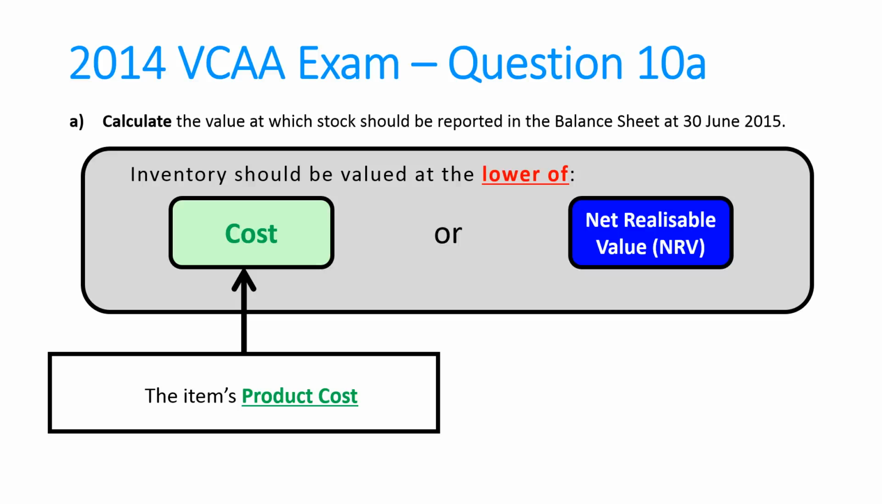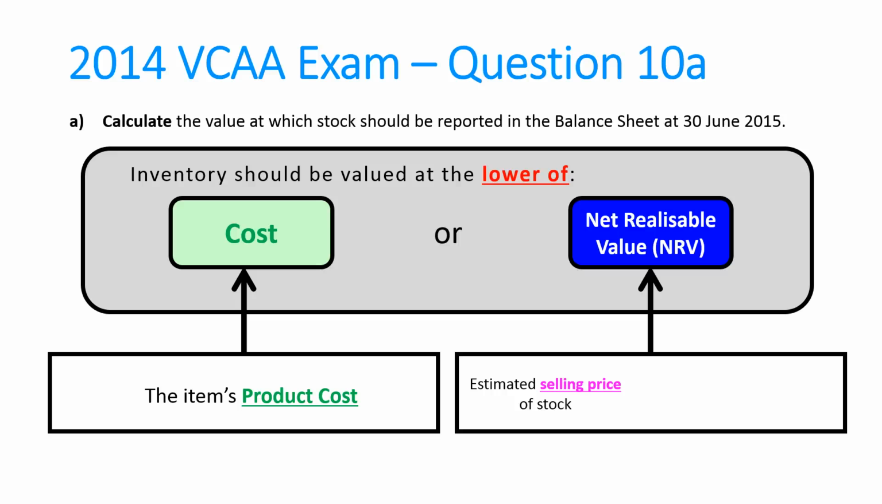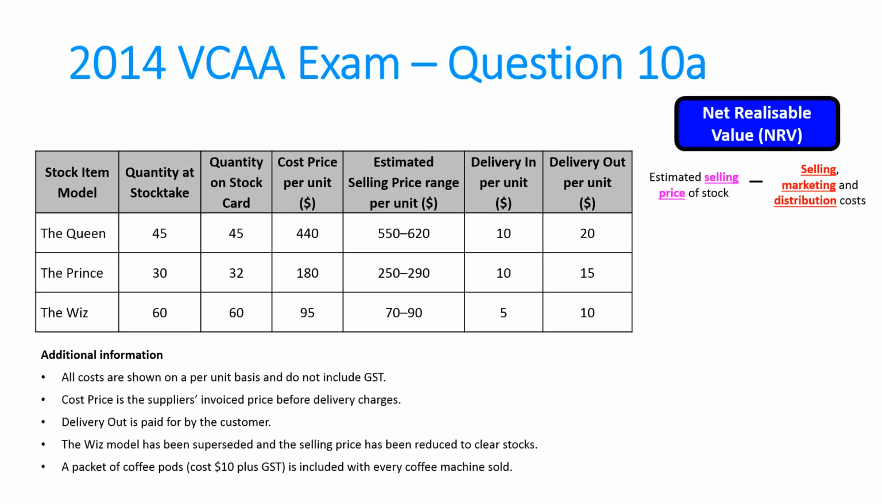What was net realizable value? Well, that was simply the estimated selling price less any selling, marketing, or distribution costs. So what we've figured out already is the product cost. So let's now go and figure out the net realizable value, and we'll define that as the estimated selling price less any selling or marketing costs.